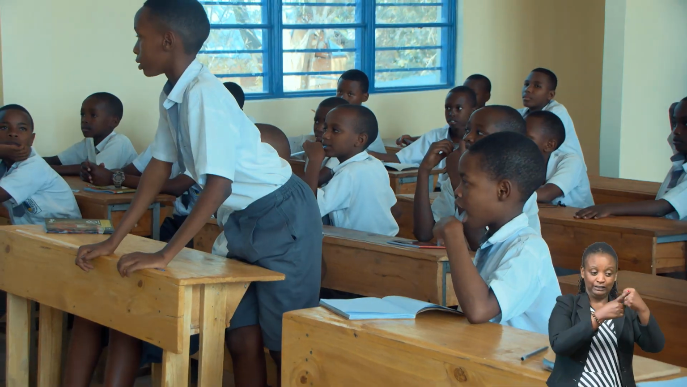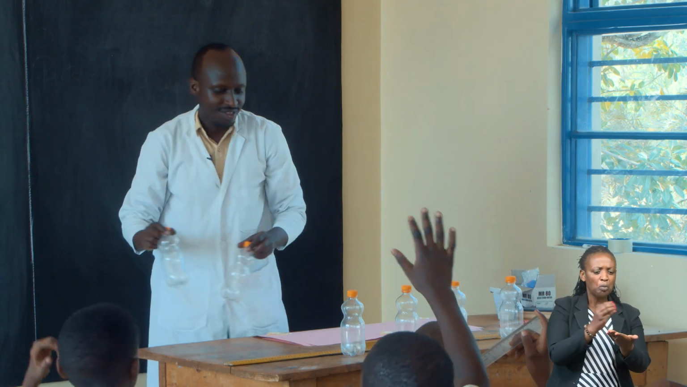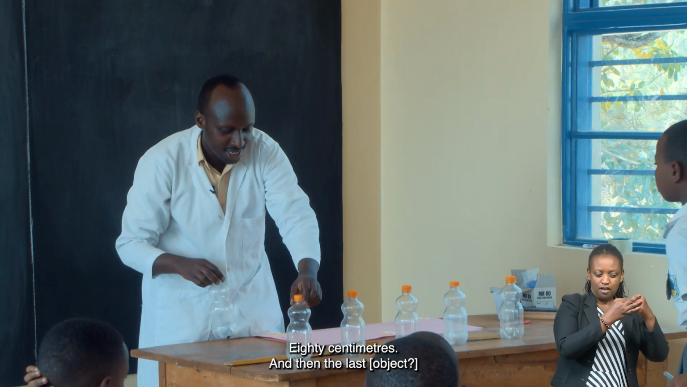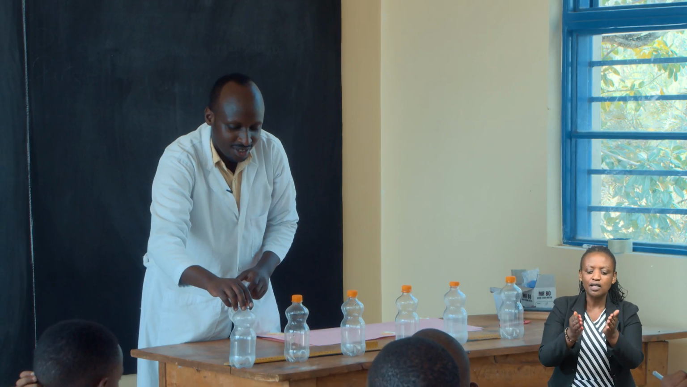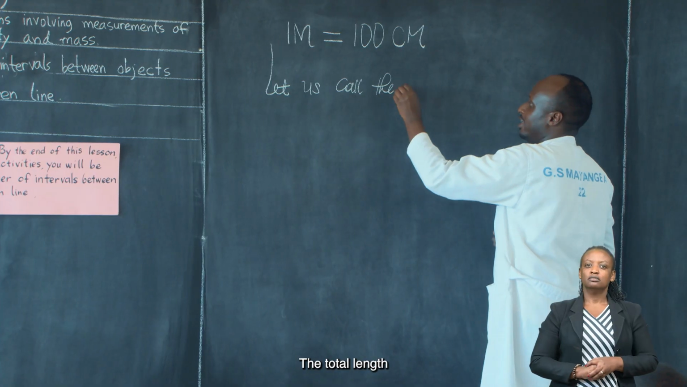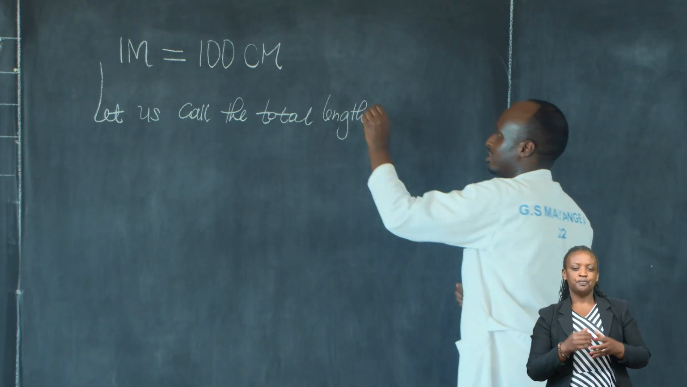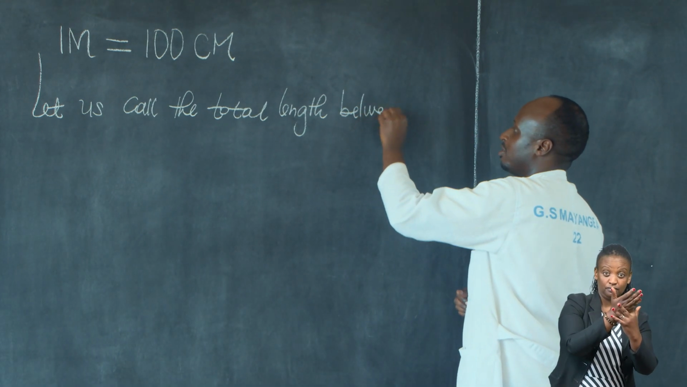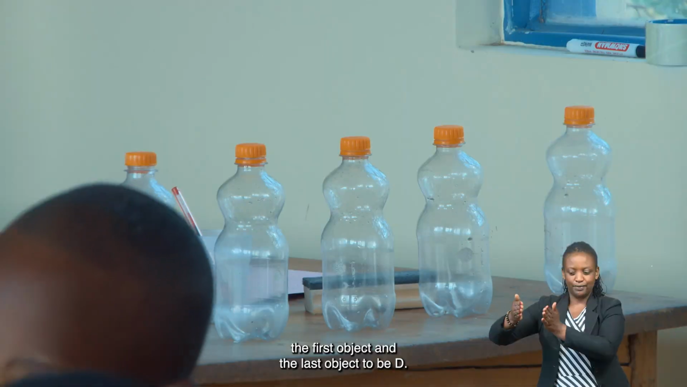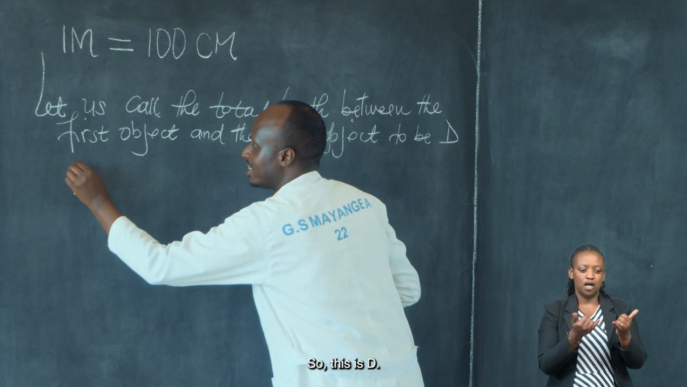60 centimeters. Another object? Yes? 80 centimeters, and then the last, 100 centimeters. The total length between the first object and the last object, let us call it capital D. So this is D.